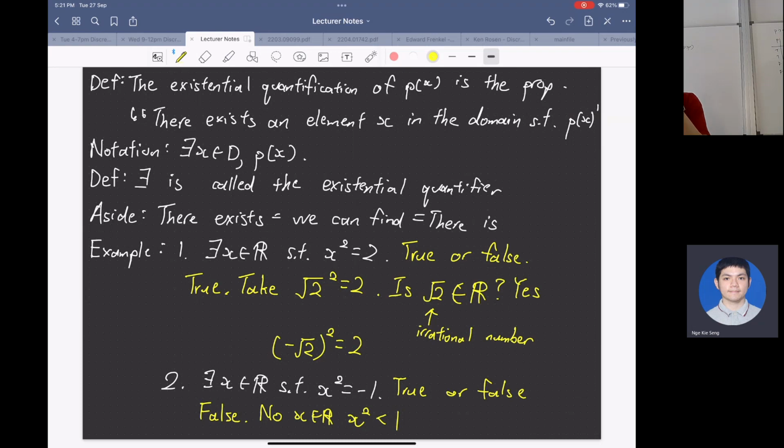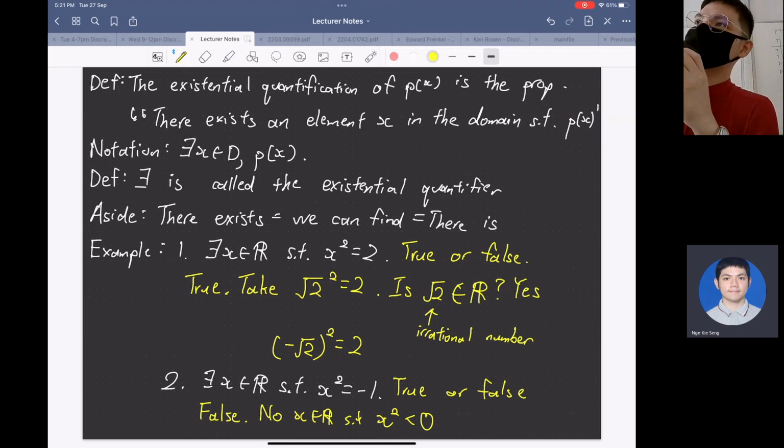Did I write something wrong? Yeah, no x in R such that... oh, 0, 0, 0, sorry. Yeah, so this is another story. The algebraic people are very unhappy: a square cannot be negative.